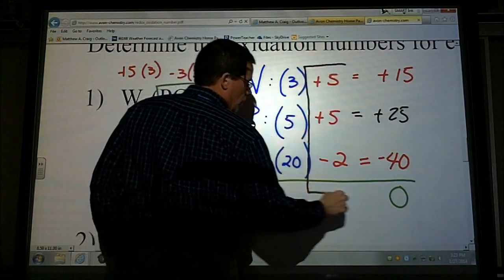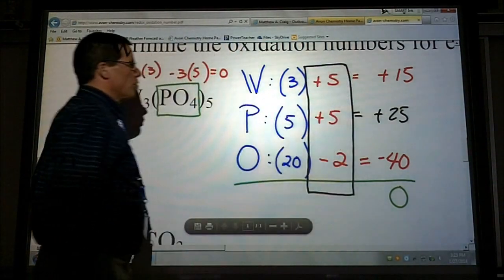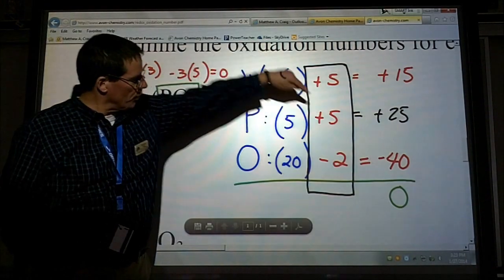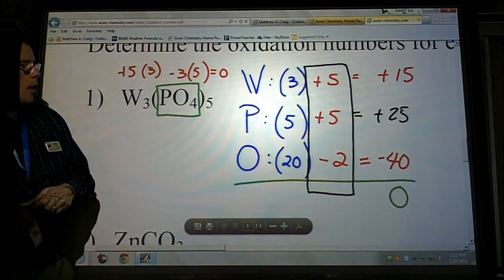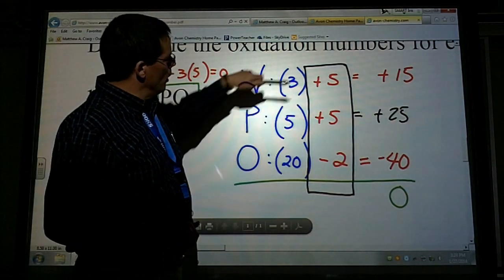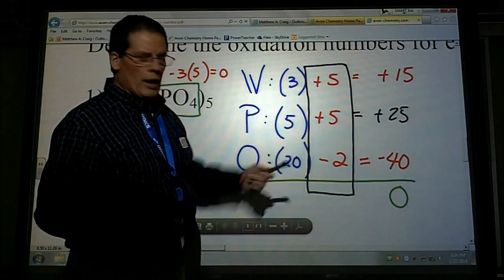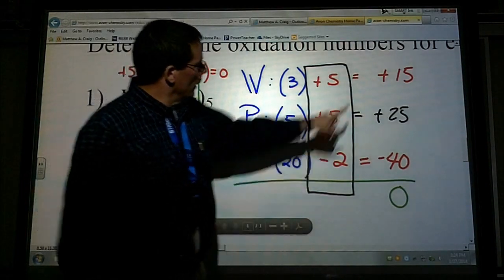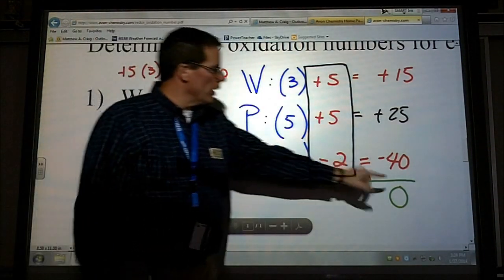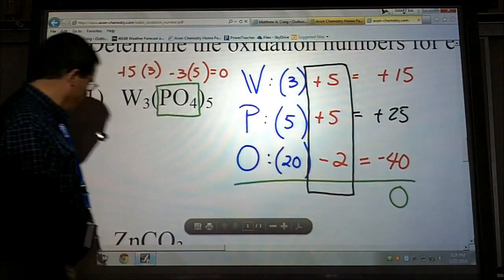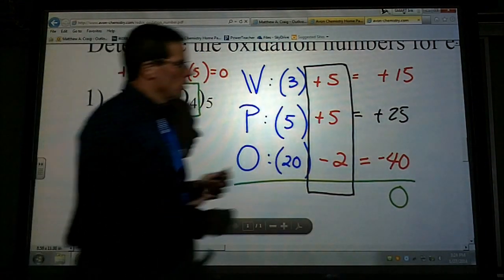So when we look at our oxidation numbers, are these in the box. So tungsten has a plus 5 oxidation, phosphorus has a plus 5, and each oxygen has a minus 2. Now what I don't want you to do is say, well, wait a minute, plus 5 minus 2, that doesn't equal 0. Correct. It's all of these times the total number of atoms that we have that equals 0. Okay? Let's look at the next one.